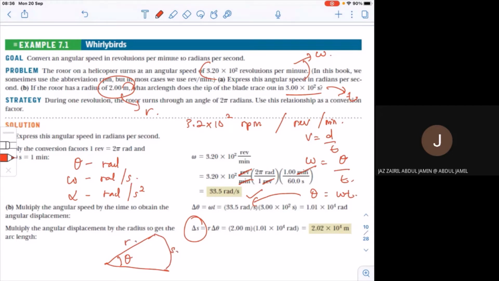So s equals r theta. R is 2 meters times this value, so you will get 2.02 × 10^4 meters.